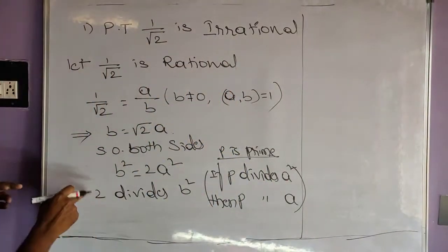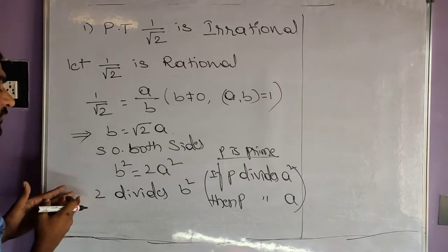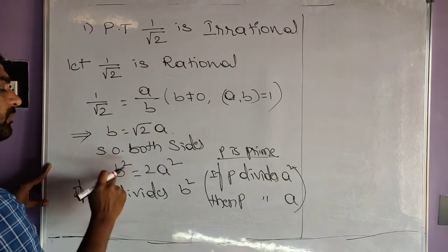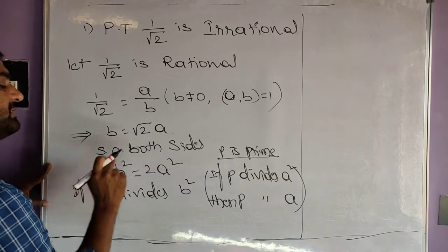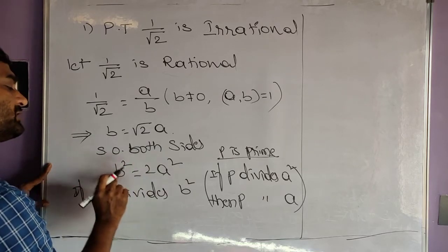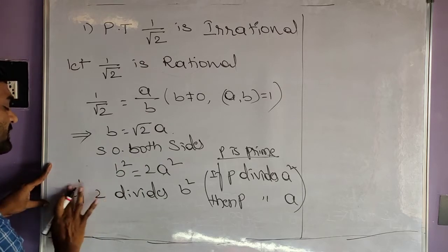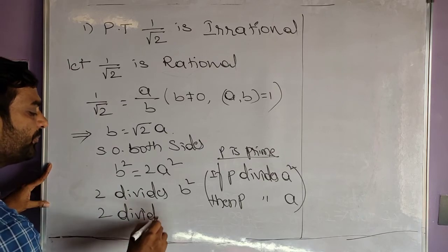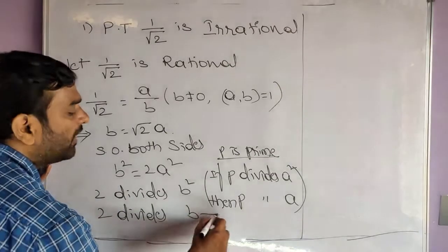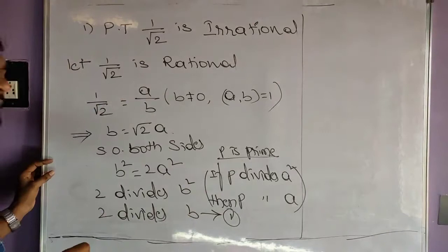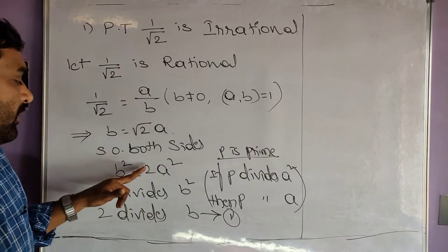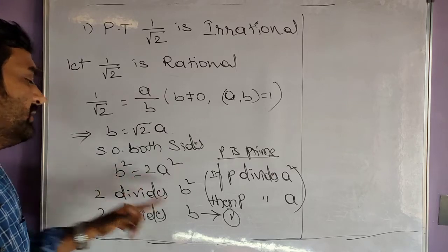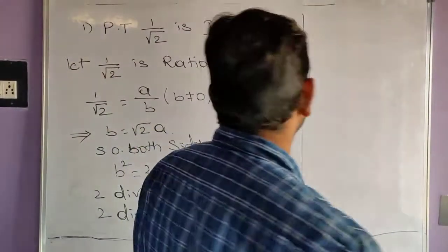Here, 2 is a prime number. If 2 divides b square, then 2 divides b also. Say equation number 1.